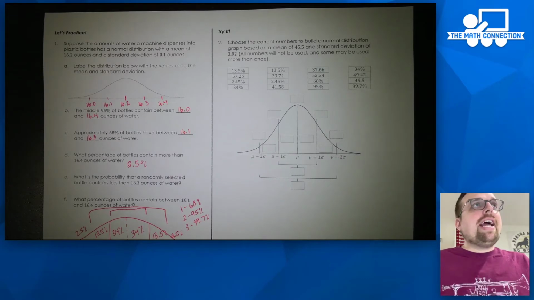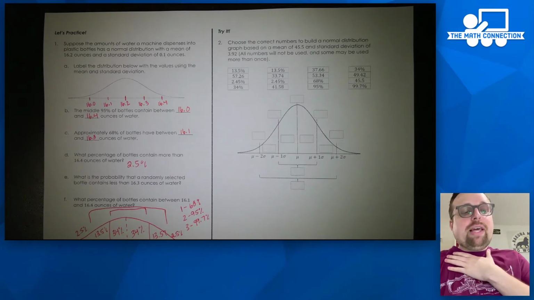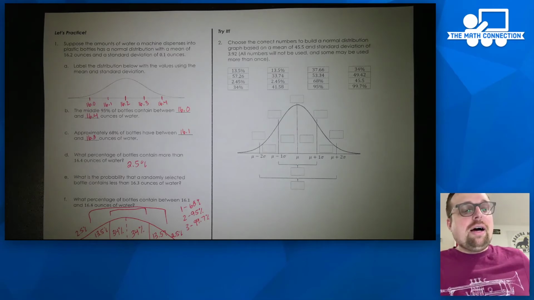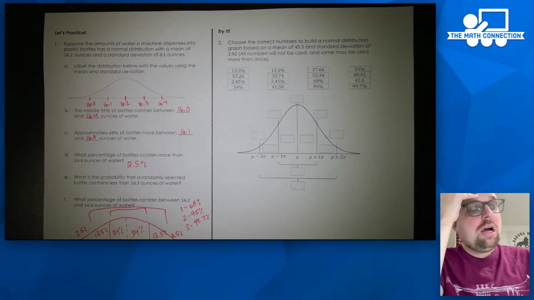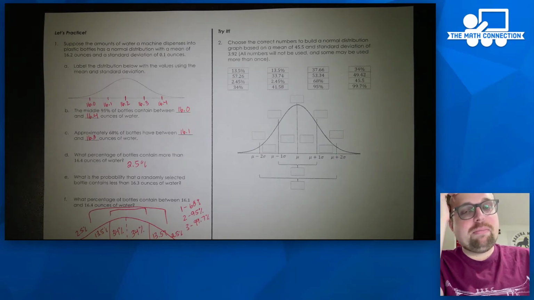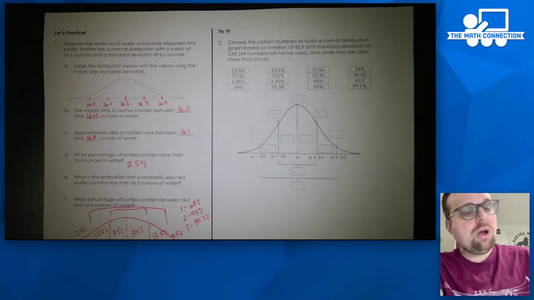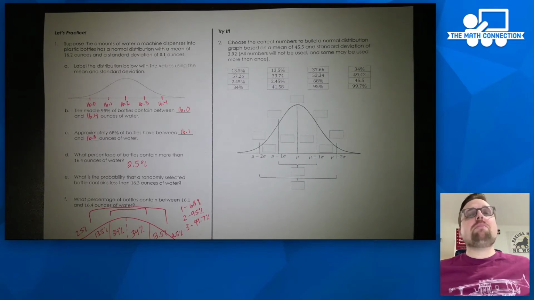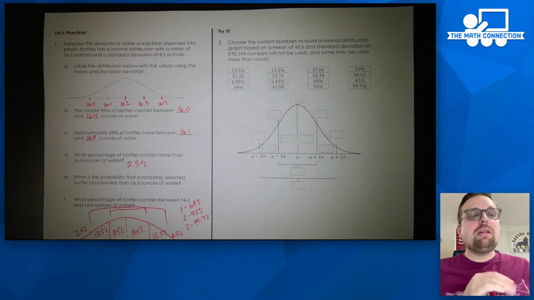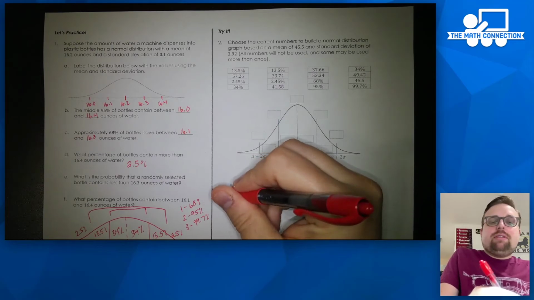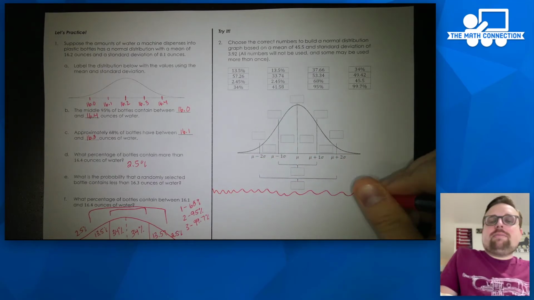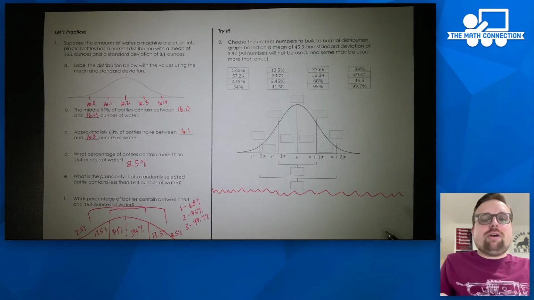Okay, the next question says, what is the probability that a randomly selected bottle contains less than 16.3 ounces of water? To figure that out, we need to figure out how much percent of the data falls below 16.3. So I'm going to use the space I have over here on the other side of this paper, and we're going to do another diagram.